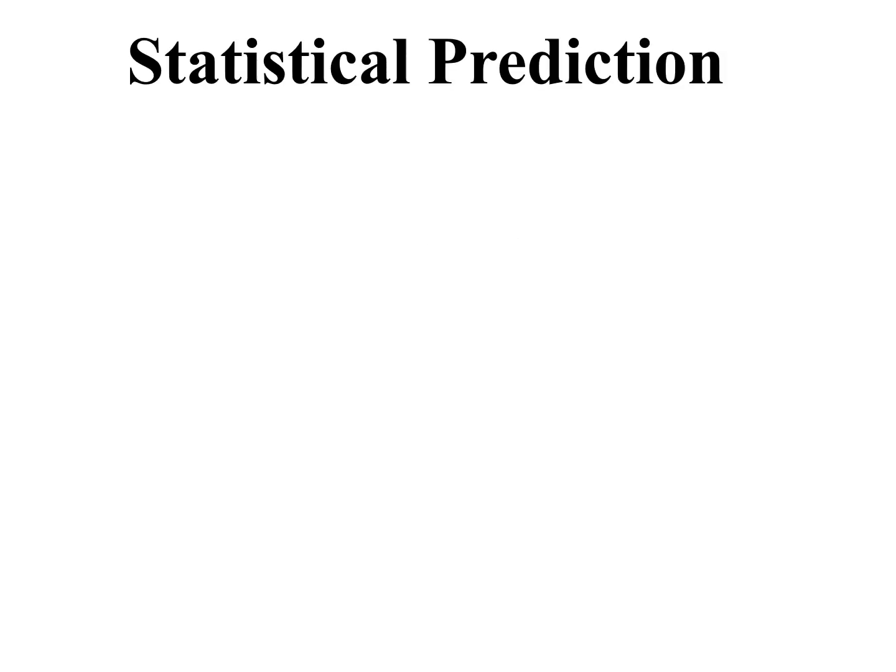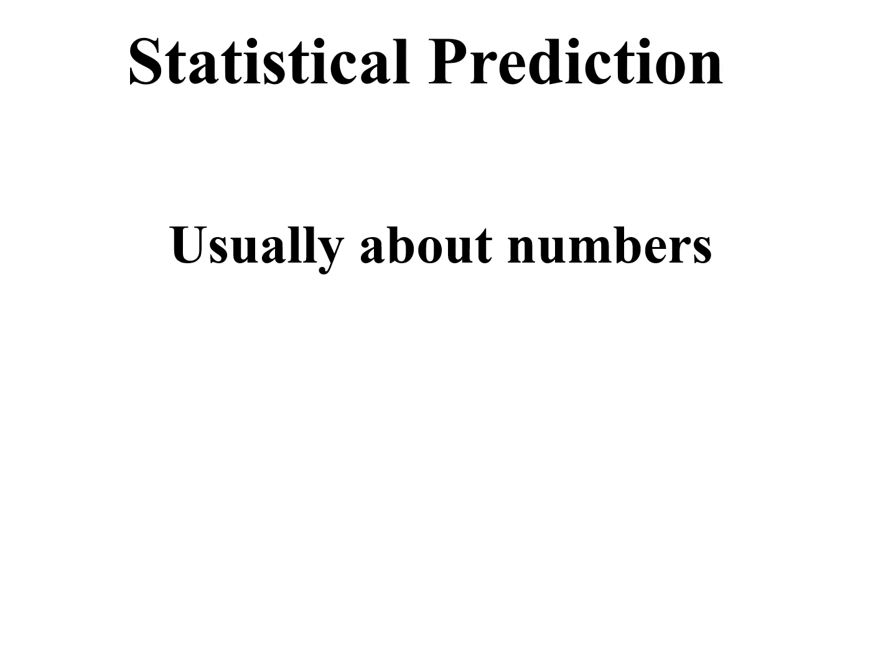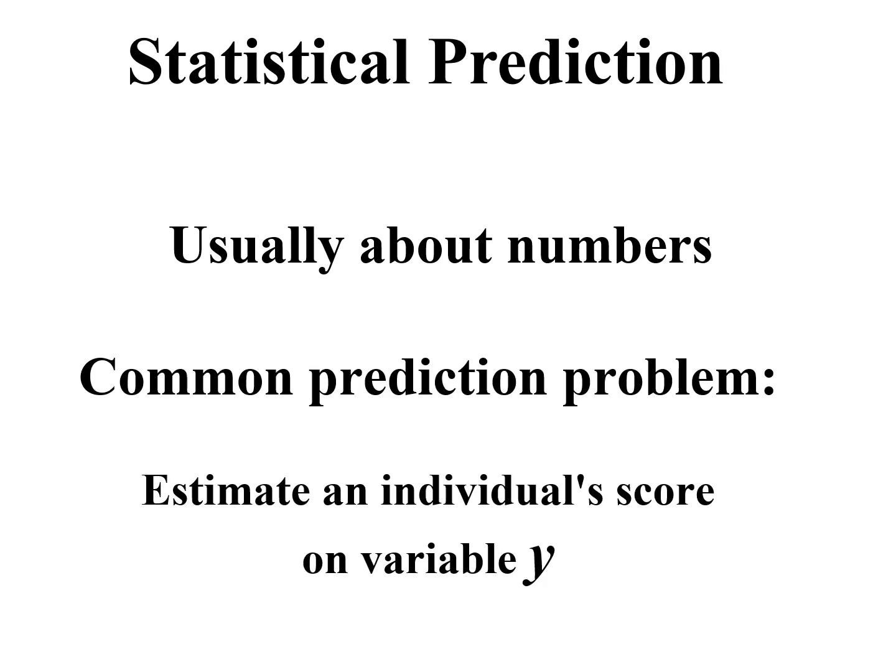Now that we're clear about what we mean by prediction, let's talk about how statisticians and scientists approach prediction. In statistics, prediction is nearly always about numbers. A common prediction problem in science is to estimate an individual score on some variable, which we usually call y. When you see a statistical formula with the letter y, the y usually represents something that's being predicted.